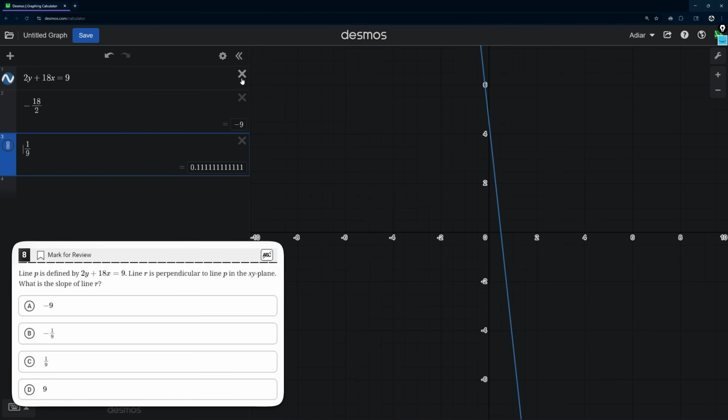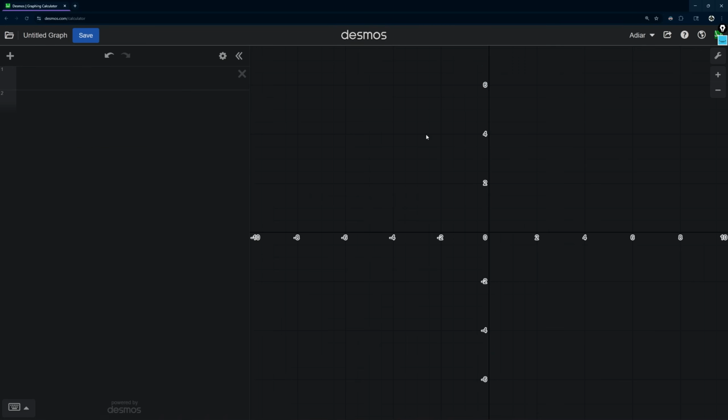Yeah, it's not really required of Desmos. You could sort of just look at this problem and do it in your head. But, yep, it's a pretty simple problem.